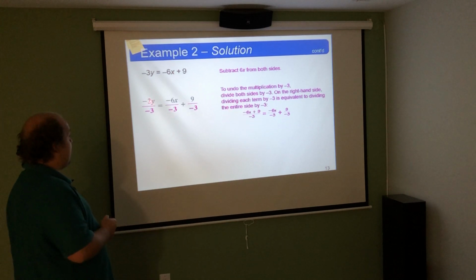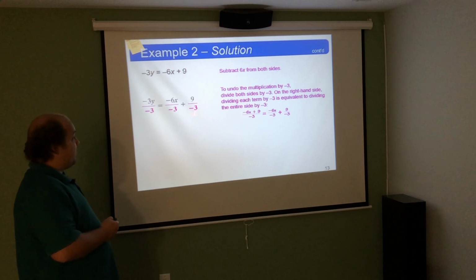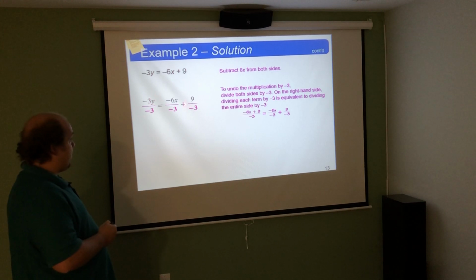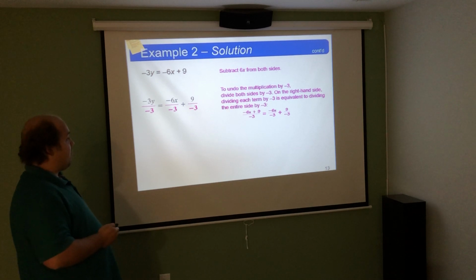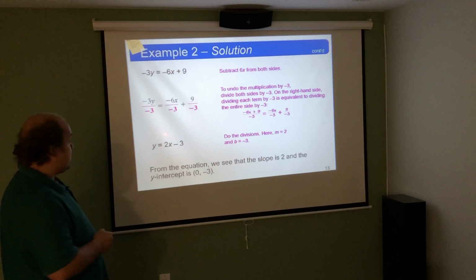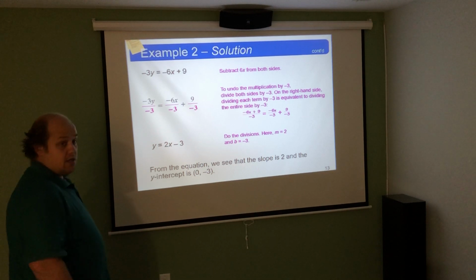So this is showing that I'm going to divide each term by -3. -3 divided by -3 cancels and just leaves me with y. -6 divided by -3 gives me a positive 2. And 9 divided by -3 gives me a -3. That leaves me with the equation y equals 2x minus 3.